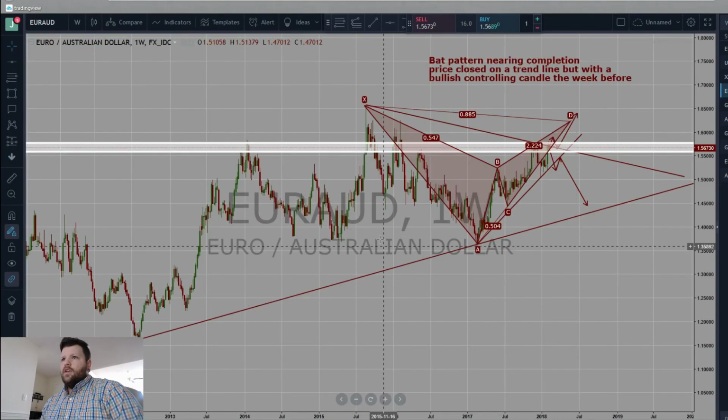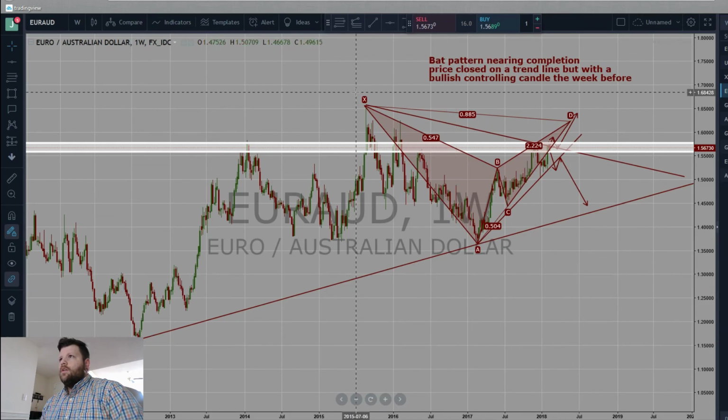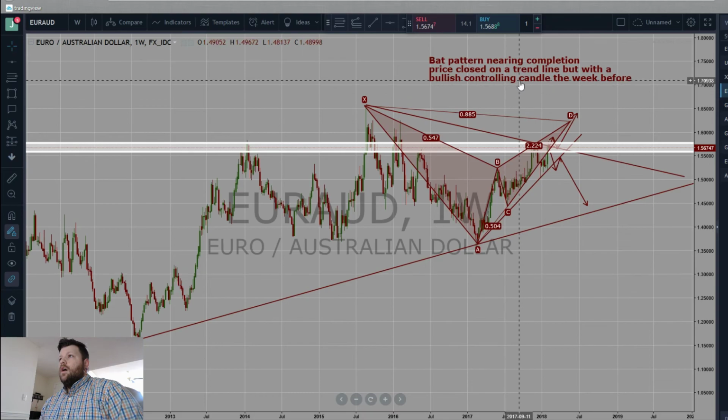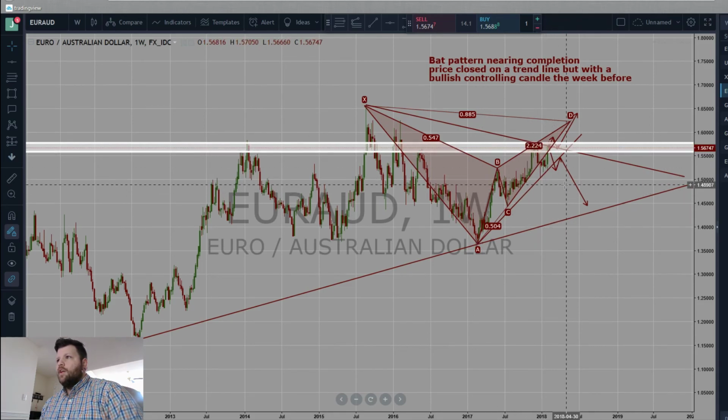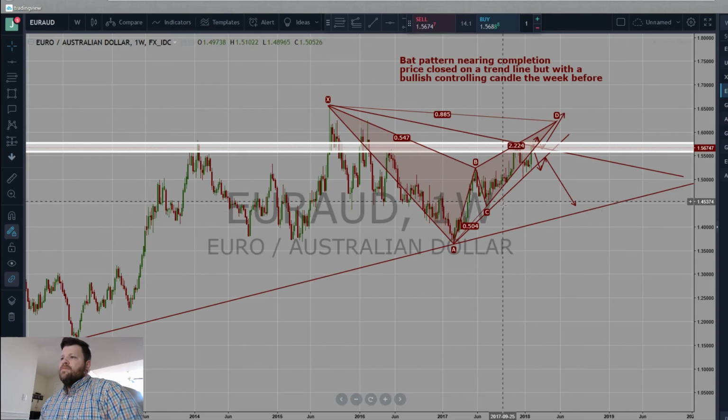Alright, now we have EURAUD on the weekly. We do have a bat pattern drawn that is nearing completion. Price last week closed on this trend line that's drawn, but the week before that was a bullish engulfing candle, very strong bullish candle. So we're in an interesting spot right here.